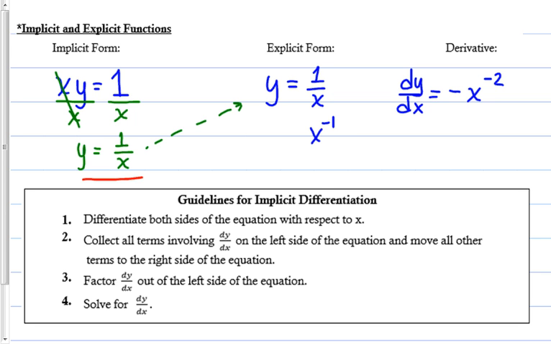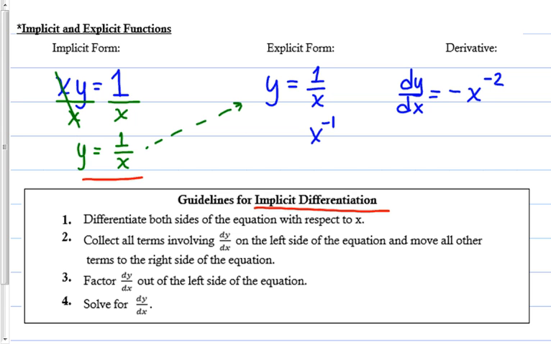Now there are 4 steps to implicit differentiation. Step 1, you're going to differentiate both sides of the equation with respect to x. We always derive with respect to x. And that's the tricky part because of the y. And I'll explain as I'm doing it.